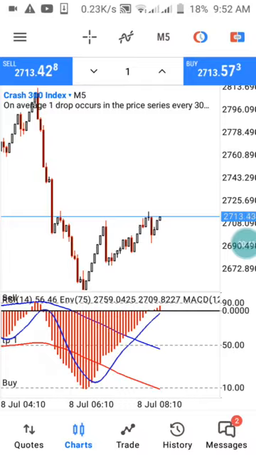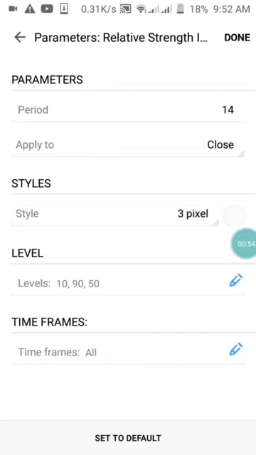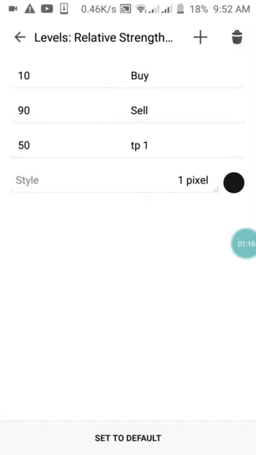So guys, let me show you the settings of this strategy before I explain how it works. Inside these settings we have the relative strength index, with our period at 14, apply to close, and our style in the color of our background. If you are using a black background, make sure you use black color here. Now we have different levels: 10, 90, and 50, where 50 is our take profit, while 10 is our buy zone and 90 is our sell zone.